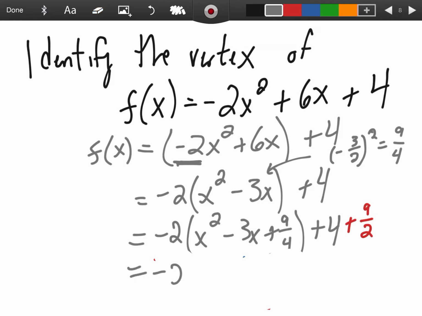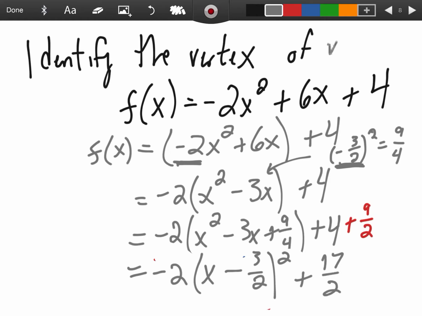Now this is going to be negative 2 times (x minus 3 halves) squared, right? You're taking that b divided by 2 value, minus 3 halves, squared, and then plus, well, 4 is 8 halves, so that's plus 17 halves. And then my vertex, I'm putting this up here now, okay, my vertex is going to be (3 halves, 17 halves). And that's the same thing as (1.5, 8.5). All right, 1.5, 8.5.